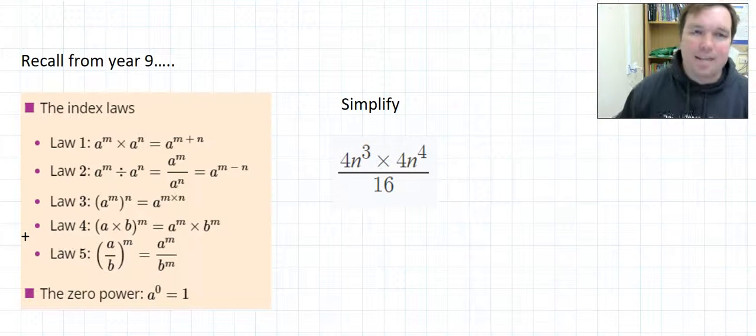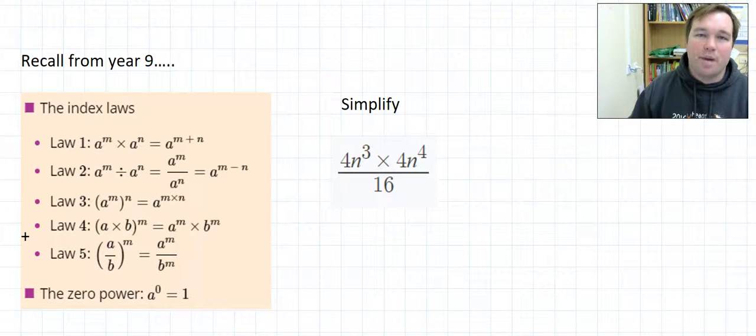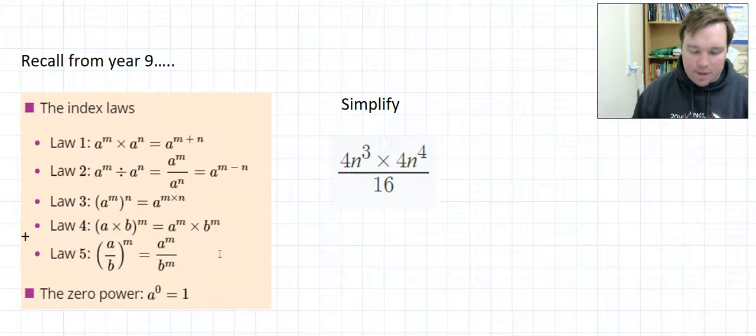Today what we're looking at is index laws, and essentially it'll just be a recap from Year 9. So the laws are listed on the left. There's 5 of them, along with the zero power law. And I'm just going to go through 3 very quick examples to show applying the laws.